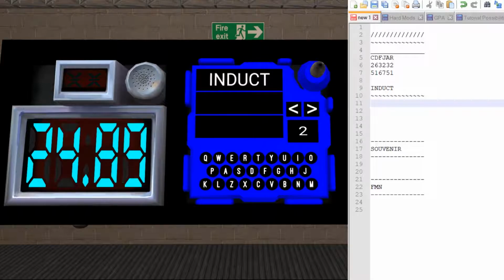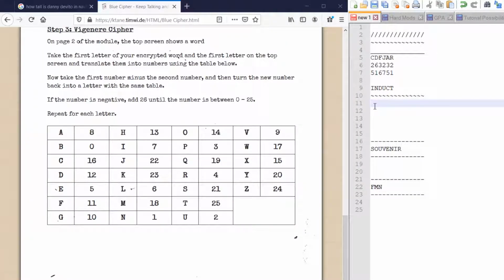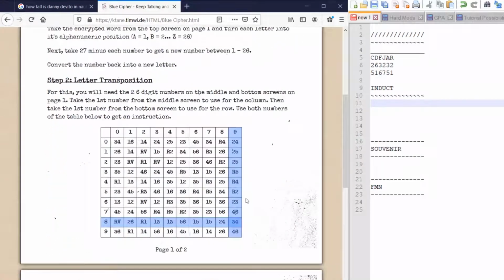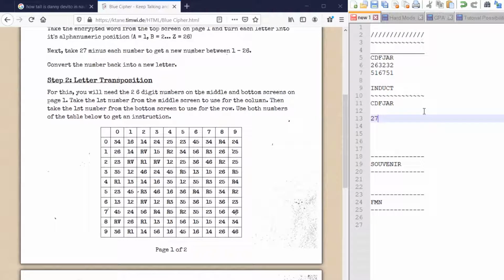Right. So, as per usual, we start with the Atbash cipher. 27 minus Charlie is 3, so 27 minus 3 is 24. The 24th letter is an X-ray. Delta is a 4. 27 minus 4 is 23, making this a Whiskey. Foxtrot is a 6, so 27 minus 6 is 21, making that a Uniform.